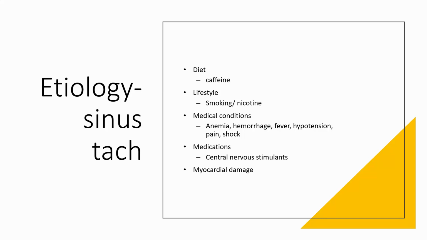We also look at smoking. Does this individual smoke or vape or whatever they might do? And when we talk about smoking, what we're looking at is the nicotine. The nicotine is a vasoconstrictor, and so it's going to constrict, making everything harder to go through, and it's going to raise the person's heart rate.